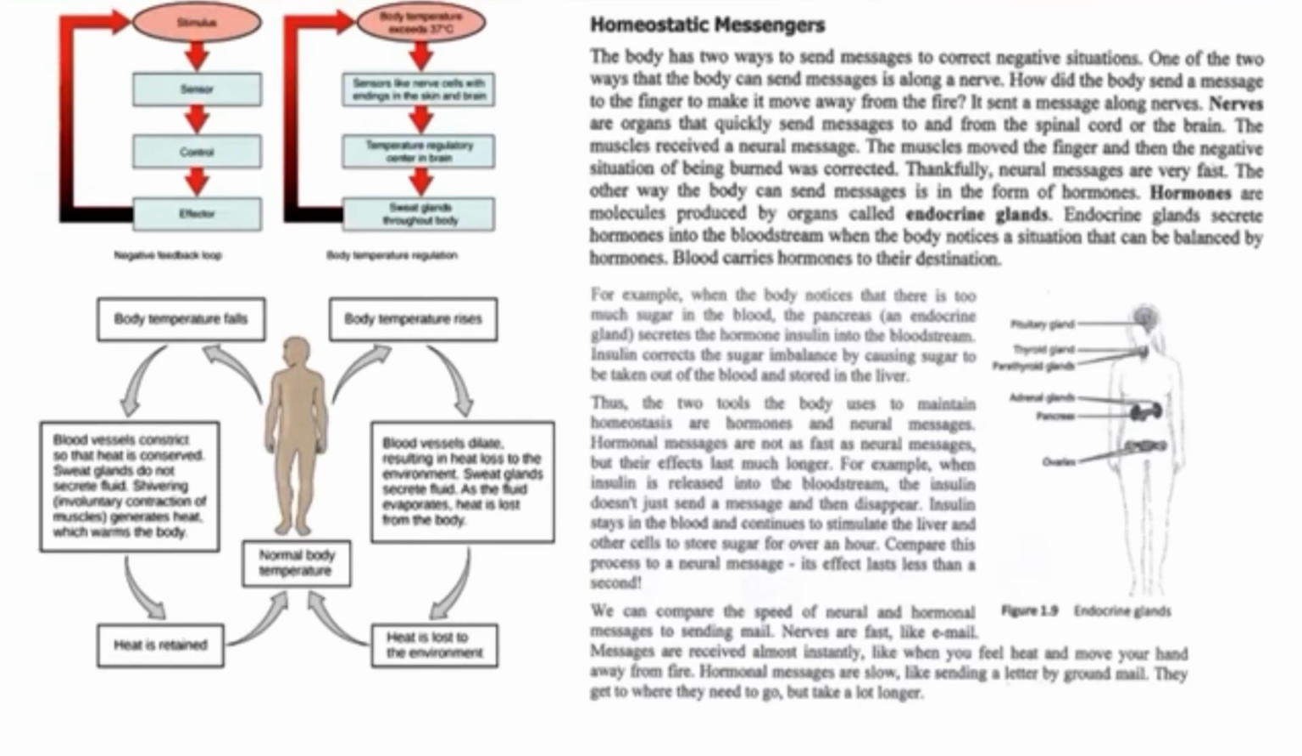We can compare the speed of neural and hormonal messages to sending mail. Nerves are fast, like email. Messages are received almost instantly, like when you feel heat and move your hand away from fire. Hormonal messages are slow, like sending a letter by ground mail.